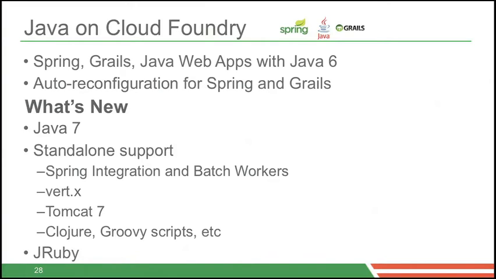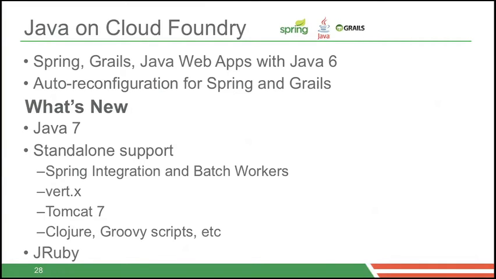And in the past 6 months, we've added Java 7, which I know a lot of people were happy about. And then, of course, we've added the standalone support, which has opened up some categories of interesting Java apps. Spring integration and batch. We're going to see a Spring integration sample soon. Mentioned Vert.x already. You could package Tomcat 7 since we're not quite there yet. At the moment when you push a war using one of the Spring, Grails, or Java frameworks, it is deployed by Cloud Foundry onto a Tomcat 6 container.